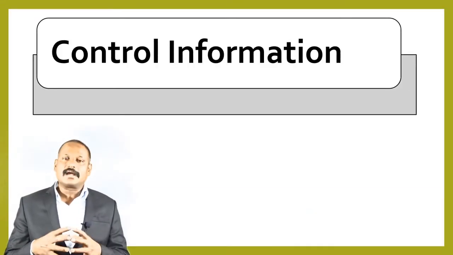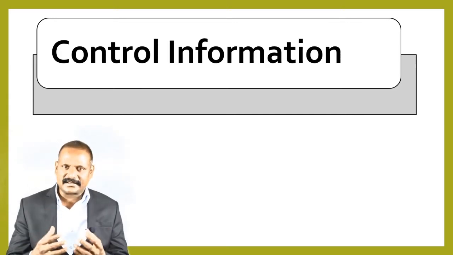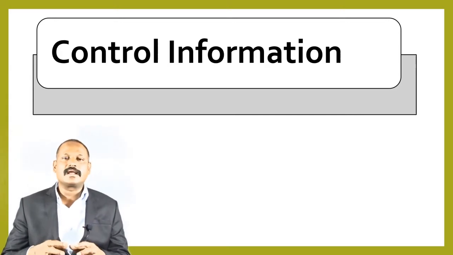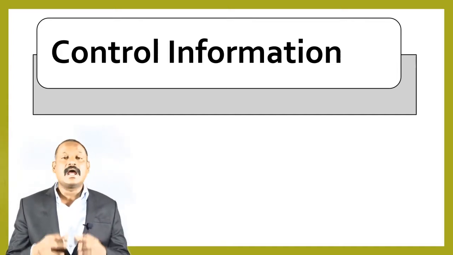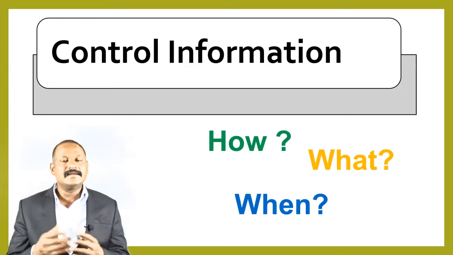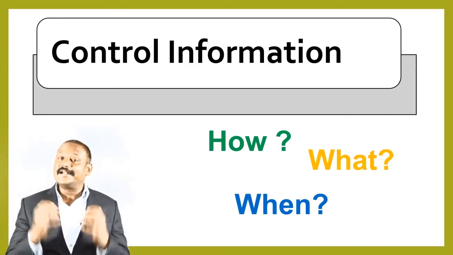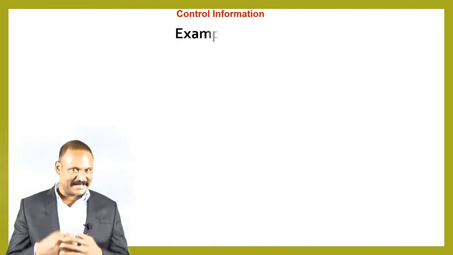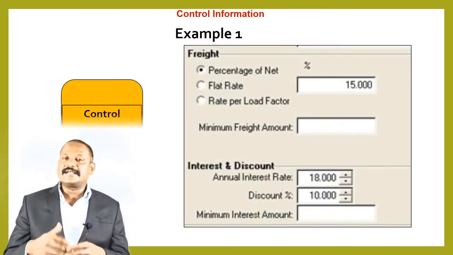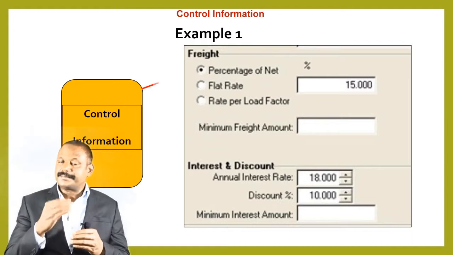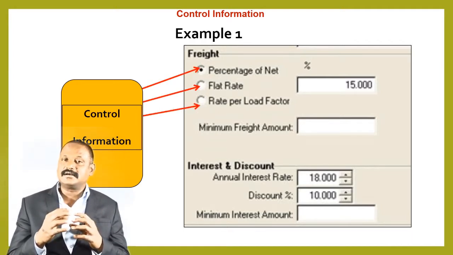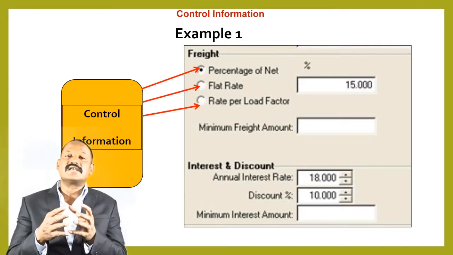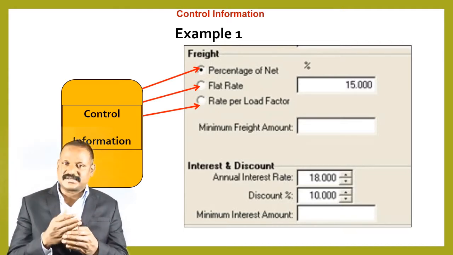Let us start with the phrase control information. Control information is also data stored and viewed like any other normal data, but this data will specify how, what and when data should be processed. Let us take the example of a logistics application where, when creating a freight, whether to consider percentage of net, a flat rate or rate per local factor can be chosen, which will influence how the freight information is processed.